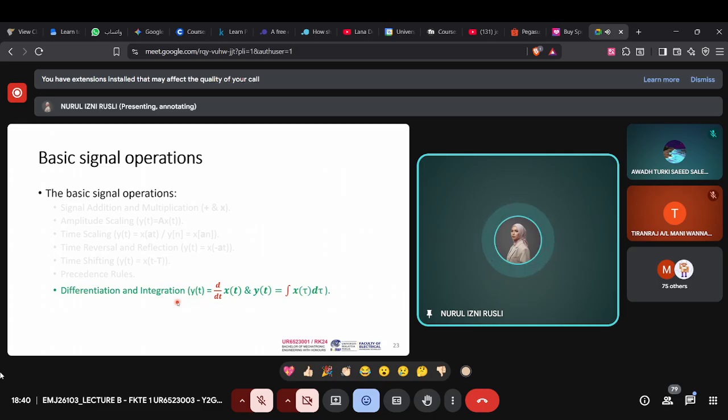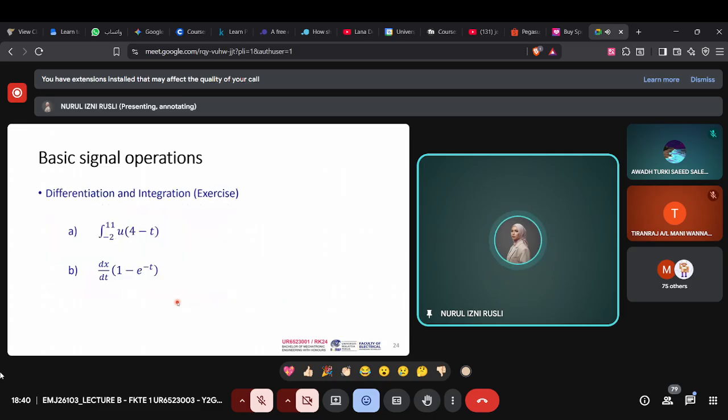But right now, we are going to see a bit on how the integration as well as the differentiation work for signals. So you have this question whereby first you have this kind of symbol, long stretch looking like S. So this is integration. Whenever you have dx over dt, this is differentiation. So let's see first for the integration.